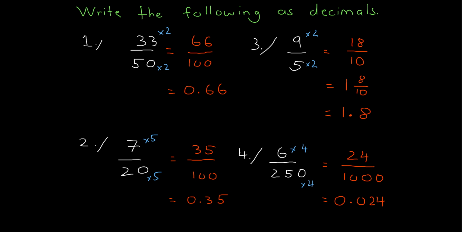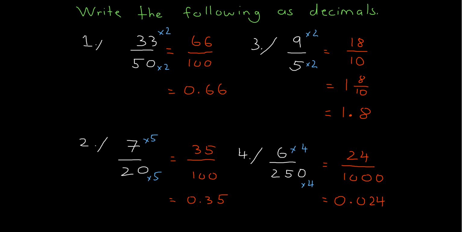Question 3, 9 over 5. So I times the 5 just by 2 to get to 10. That's a good enough number. And then I times the 9 by 2 as well, and that gives me 18. So I've got 18 over 10, or 1 8/10, as you know how to convert an improper fraction into a mixed numeral, and that's 1.8.